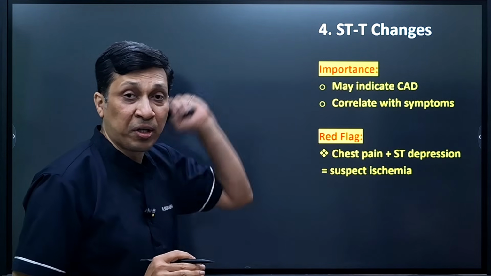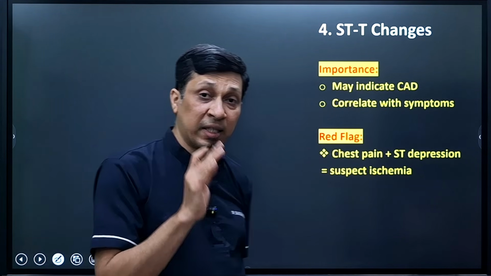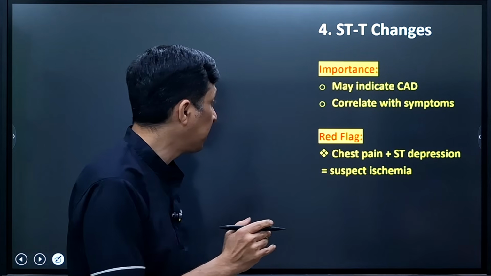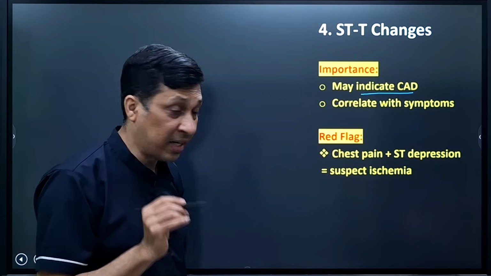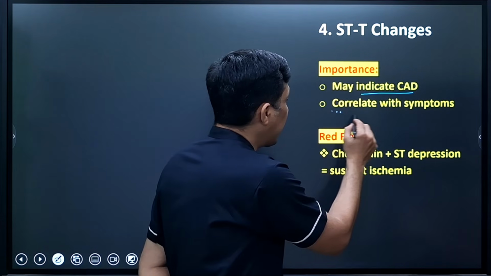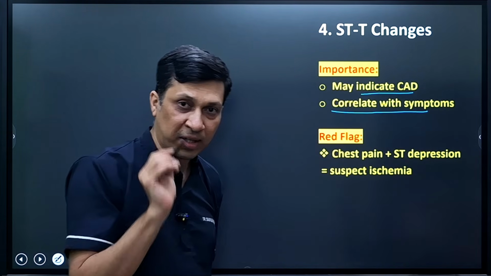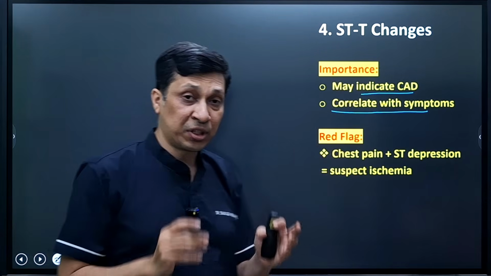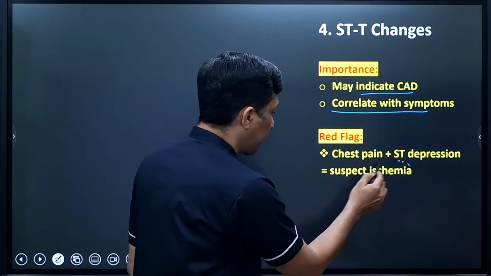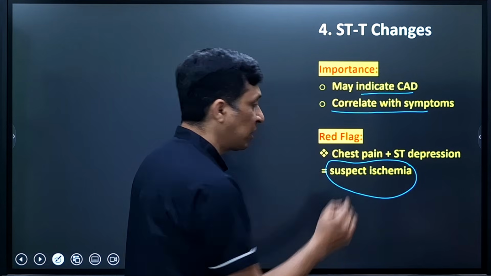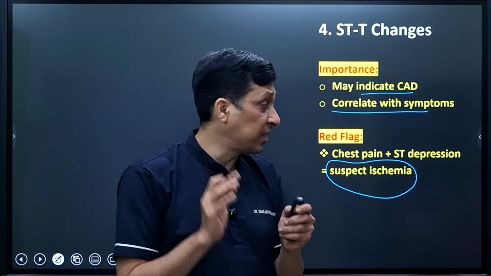Now, what is the importance of STT changes? If you see STT changes in the ECG, they indicate coronary artery disease, and for that you have to correlate that ECG with the symptoms. For example, if there is a patient of chest pain with ST depression, then here you can suspect cardiac ischemia. So this was the ECG of STT changes.